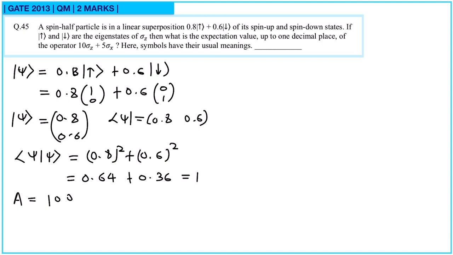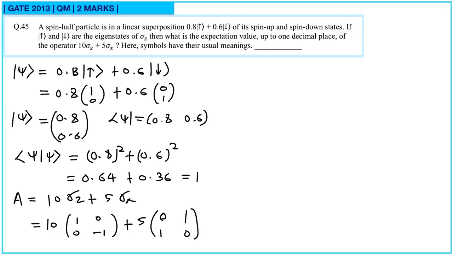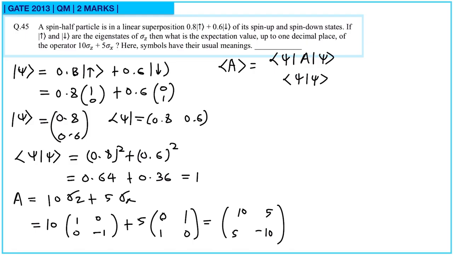A is 10 sigma z plus 5 sigma x, that is 10 into sigma z, which is [1, 0; 0, minus 1], plus 5 into sigma x, which is [0, 1; 1, 0]. So that is equal to [10, 5; 5, minus 10]. We want to find out its expectation value. By definition this will be Bra psi A Ket psi upon Bra psi Ket psi. The denominator is 1, we have already calculated it.